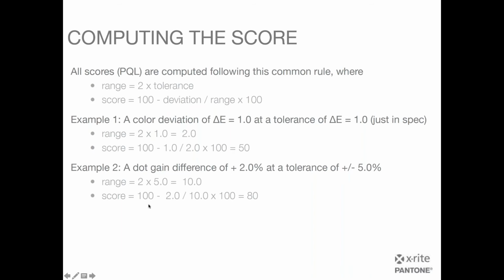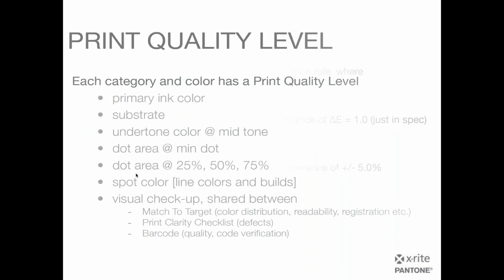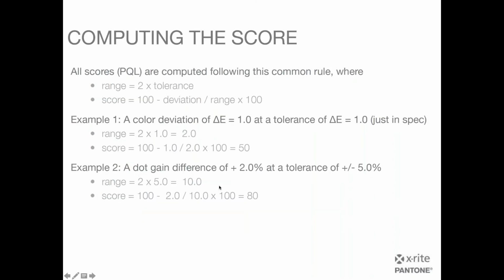If I expand this out to my dot gain, whoop, it's not the screen I wanted. If I do the dot gain, let's say we have a dot gain difference of 2% and our tolerance was 5. Well, now my range is 2 times 5, so 2 times my tolerance. I end up with 10. My deviation is 2, so it's 2 divided by 10 times 100 equals 20. 100 minus 20 equals 80. So my score on this dot gain that got a 2 instead of a 5 would give me an 80.